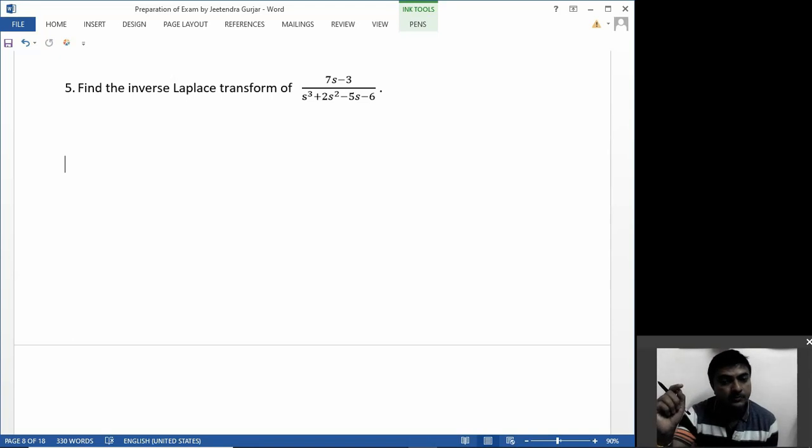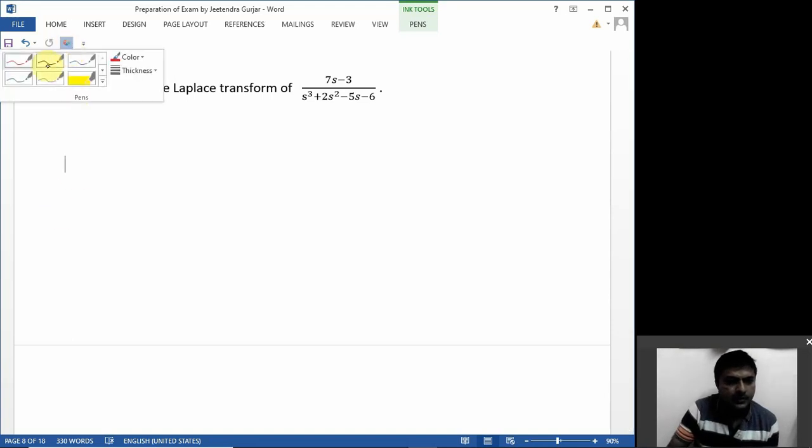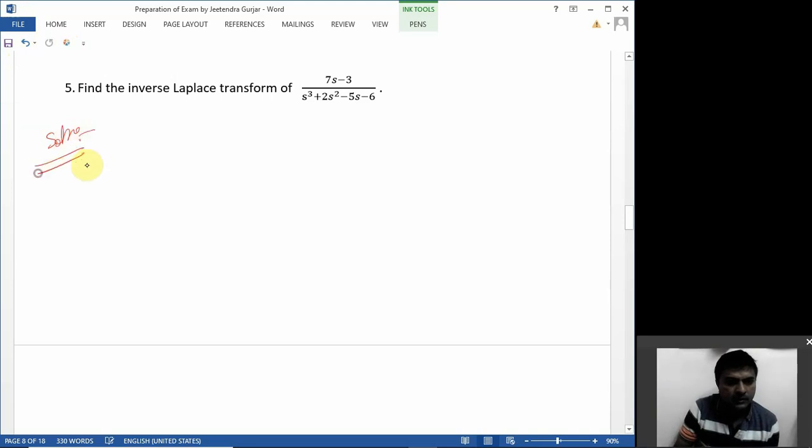That previous knowledge is used. This is one trick. So how are we going to solve this? Very easily. Using our previous knowledge from 10th standard, I will solve this. First I have to take s cube plus 2s square minus 5s minus 6. This I have to simplify.